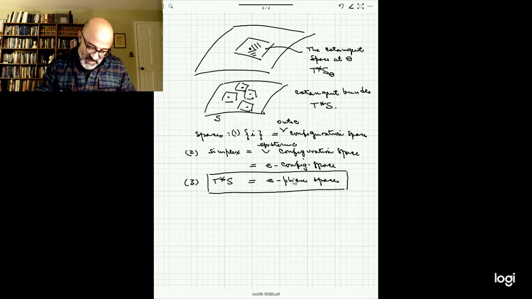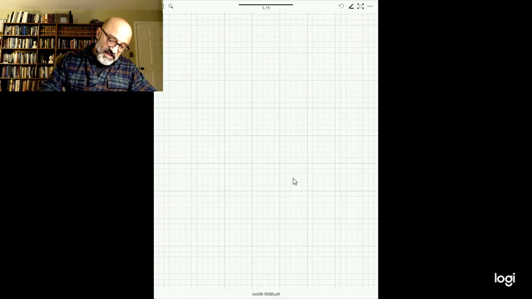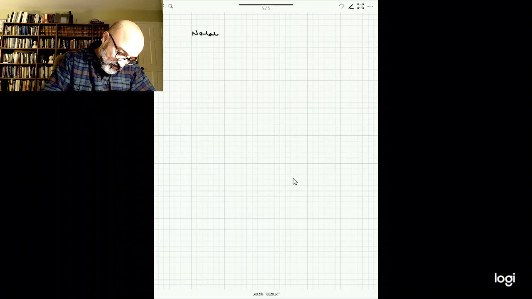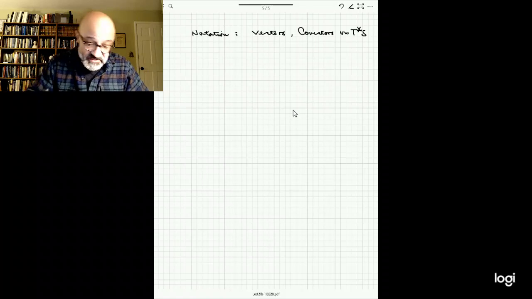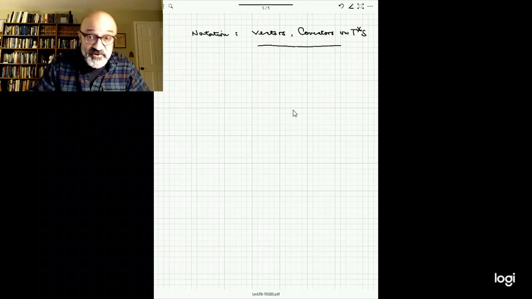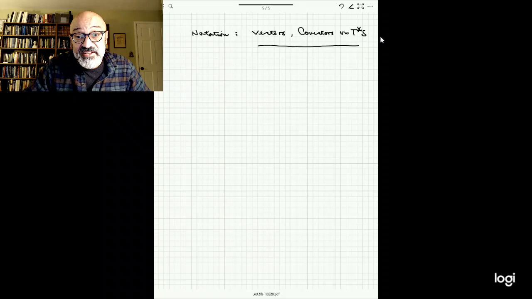But before we do that, let me continue with some notation so as to have a way to talk efficiently about these things. Notation: vectors and covectors on the cotangent bundle. Before, we were doing vectors and covectors just on S. Now we're going to have some more.